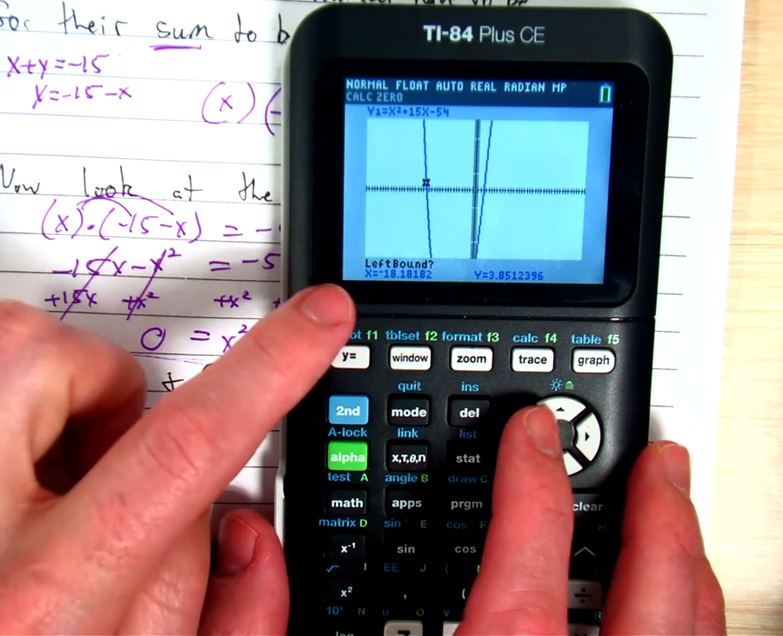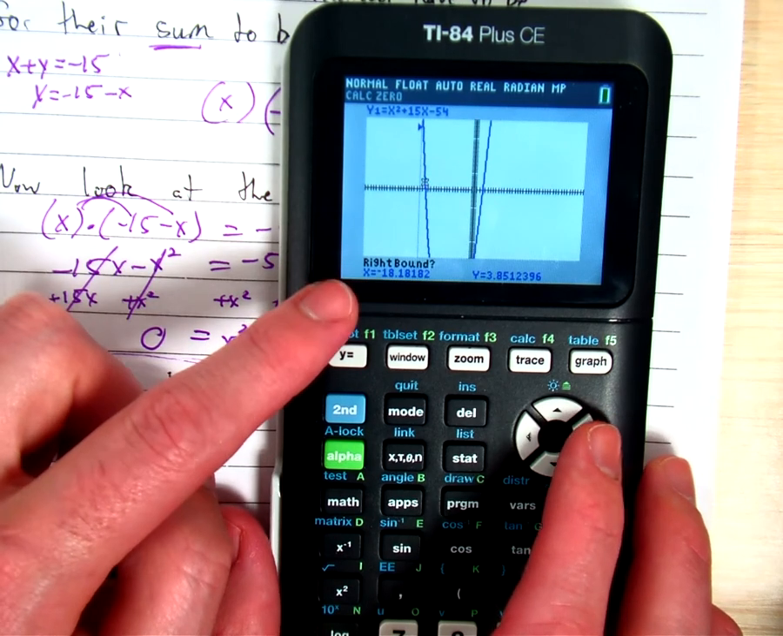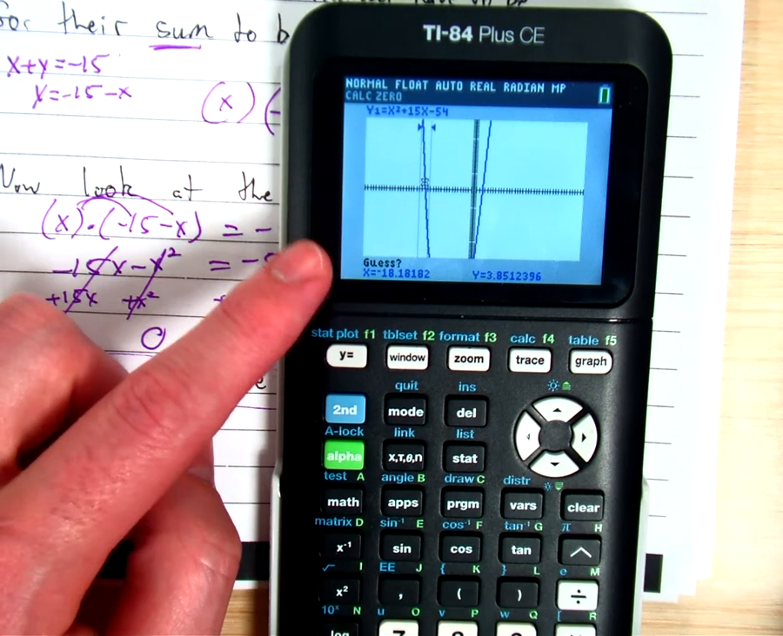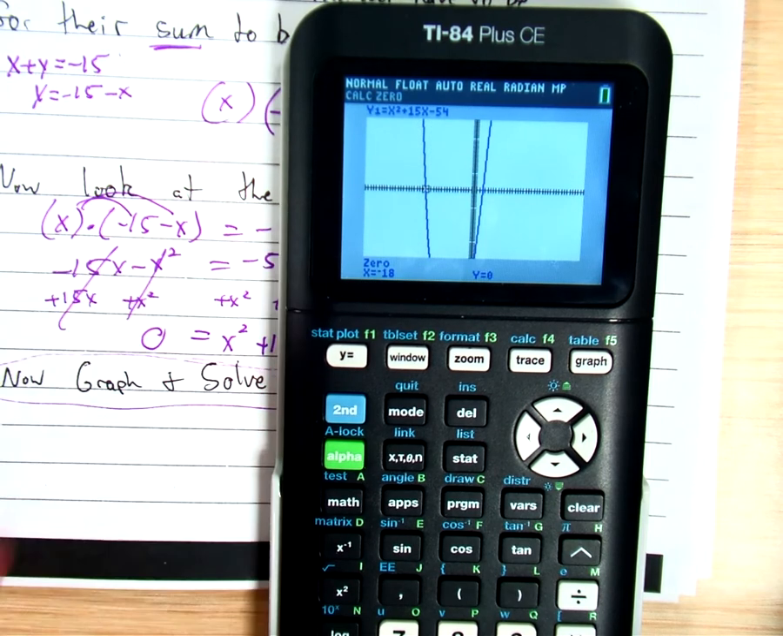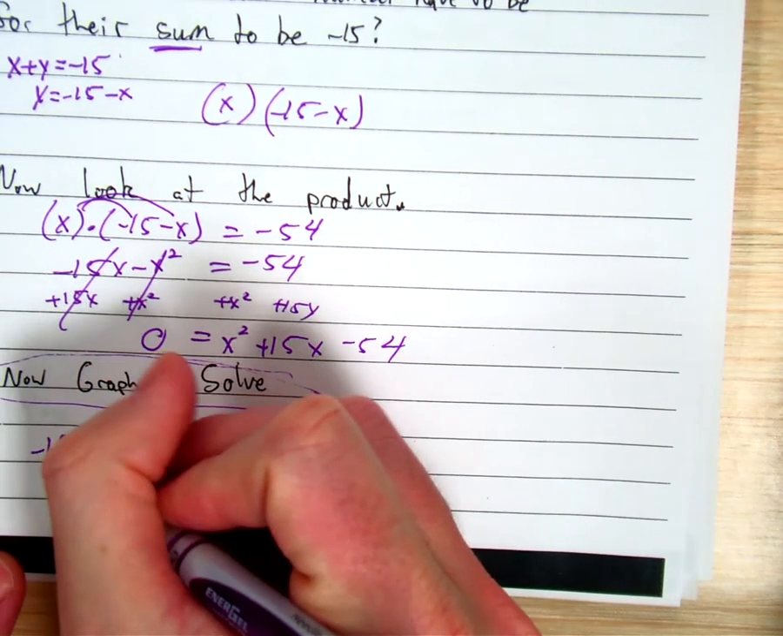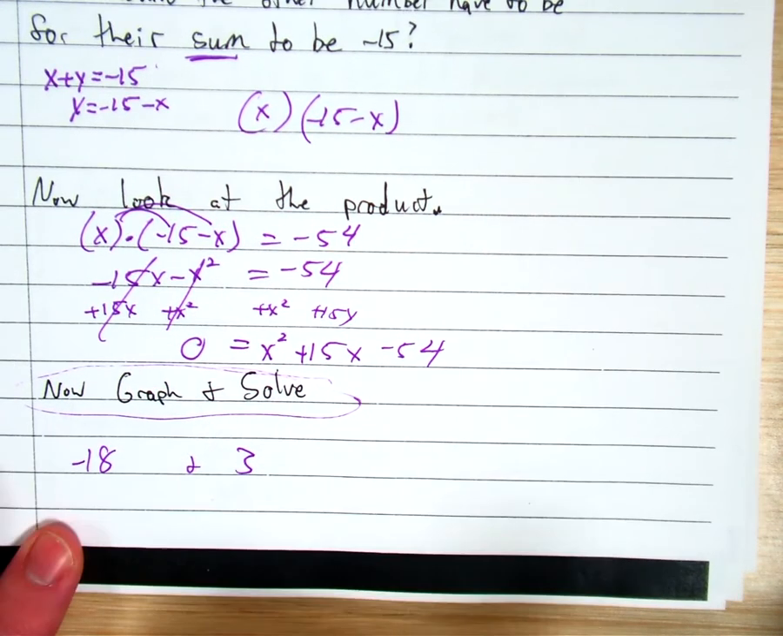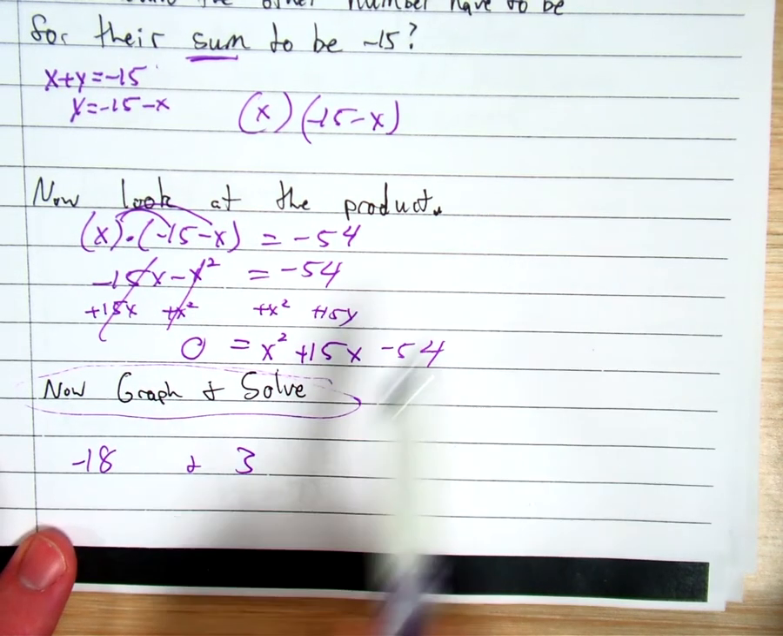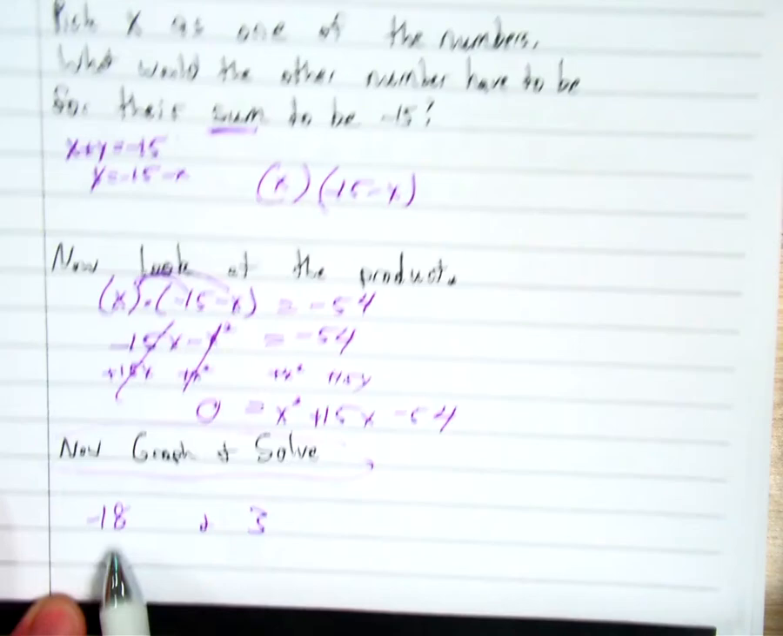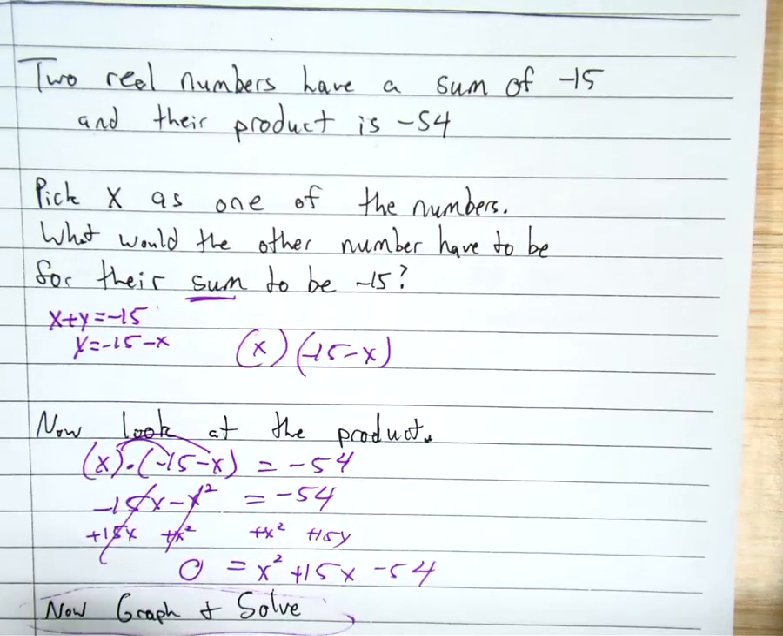So left bound, left, left, left a couple times. Bring it back down. Right, right, right. Guess in the middle. And negative 18, 0. So we had negative 18 and 3. Negative 18 plus 3 is negative 15. Negative 18 times 3 is negative 54. There they are.